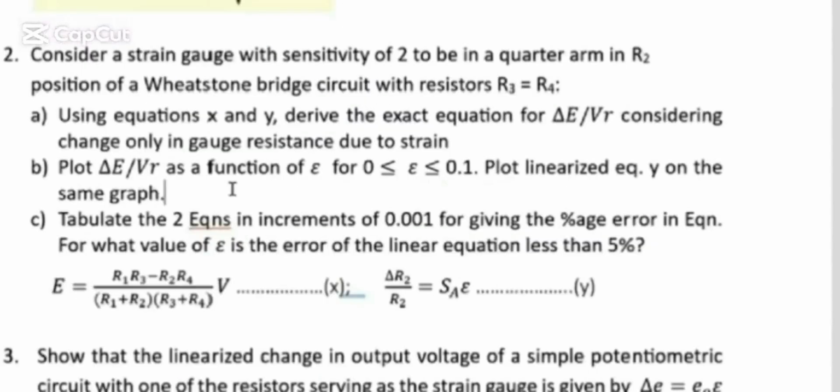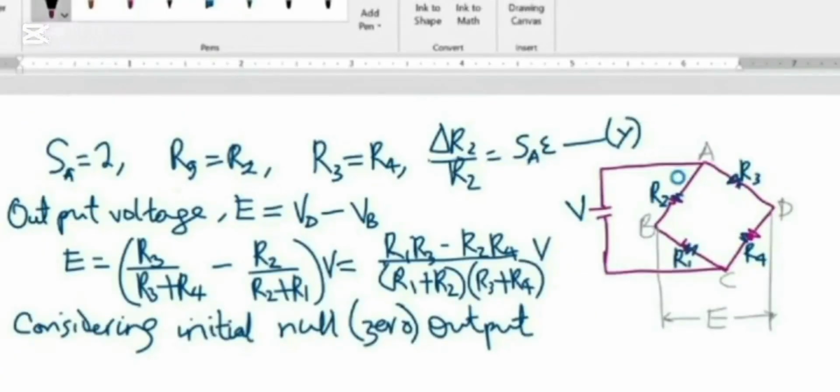So let's look at the second question here. It says, consider a strain gauge with sensitivity of 2 to be in the quarter arm in R2 position of a Wheatstone bridge, where R3 is equal to R2. So we are asked to derive an exact equation. Right. So this is the Wheatstone bridge here.